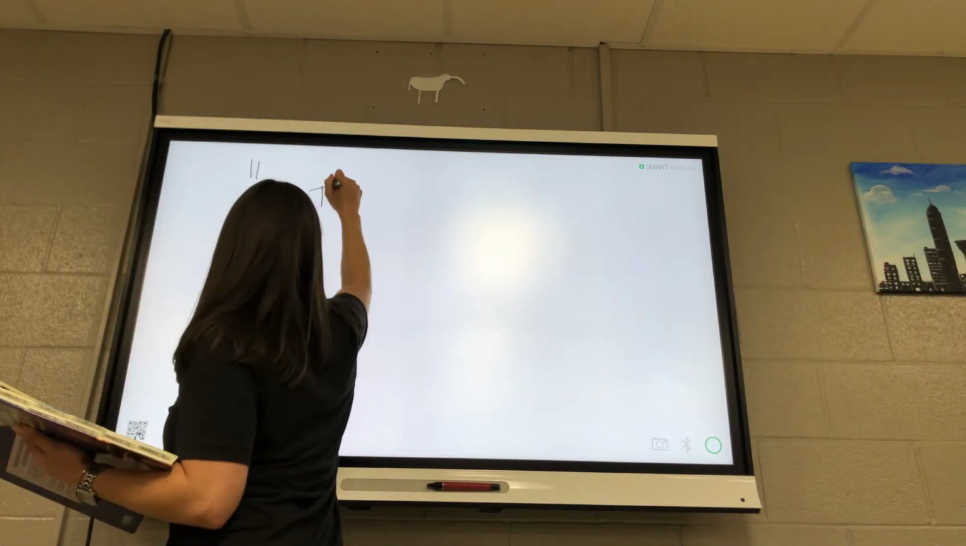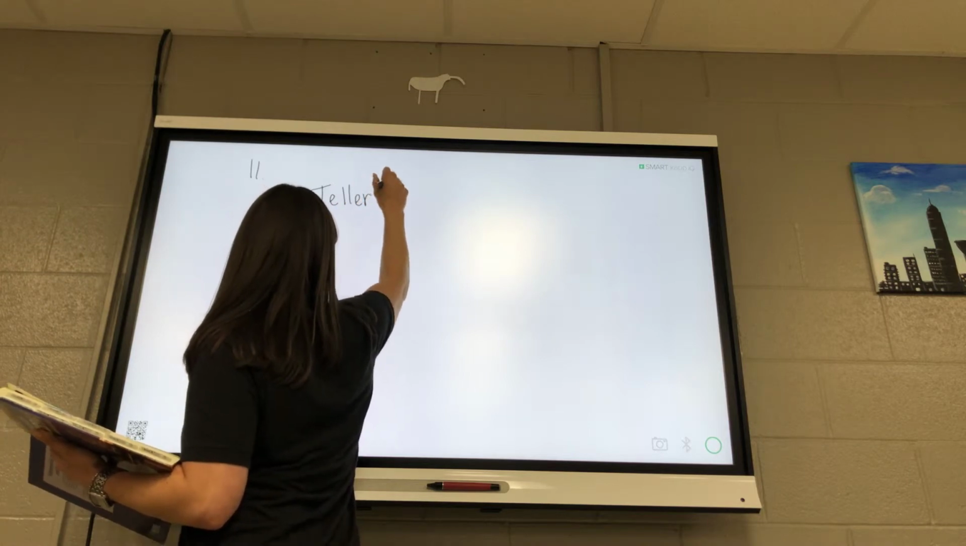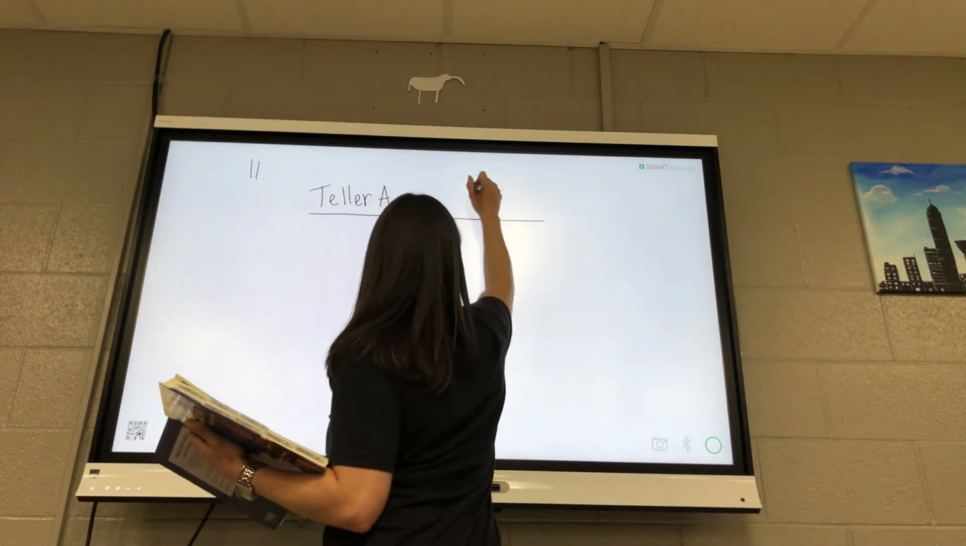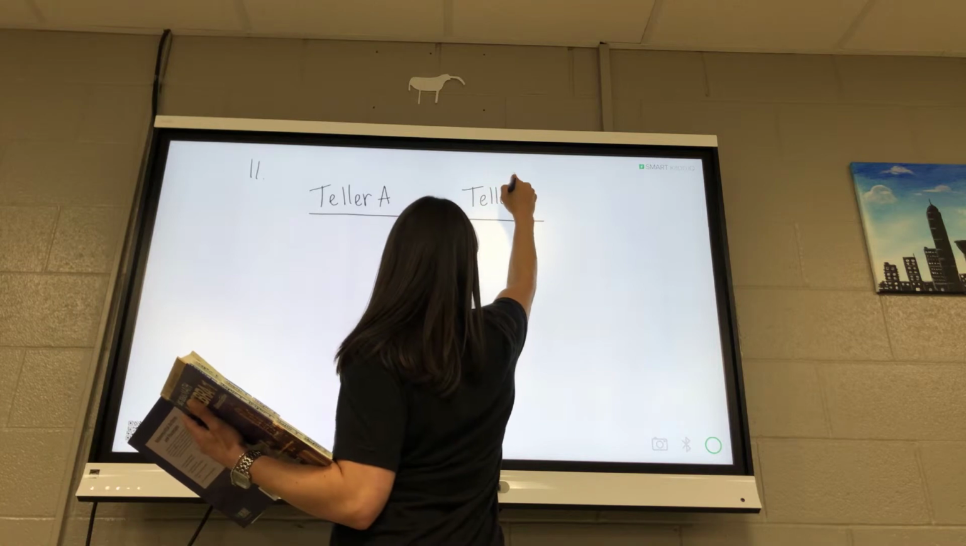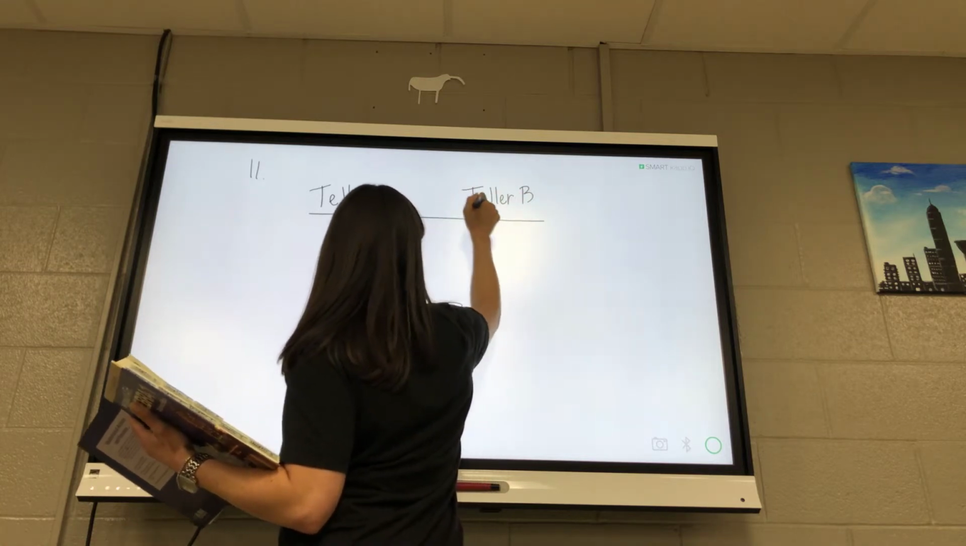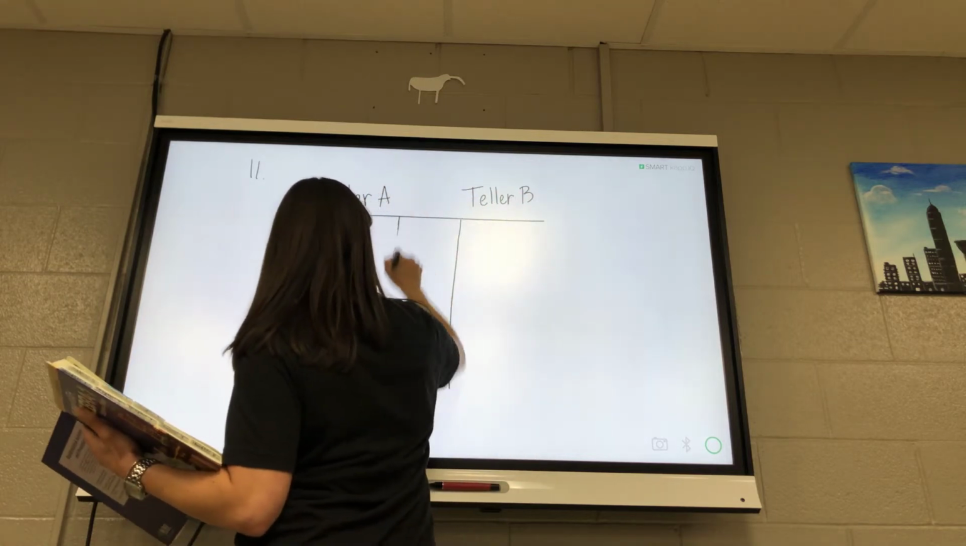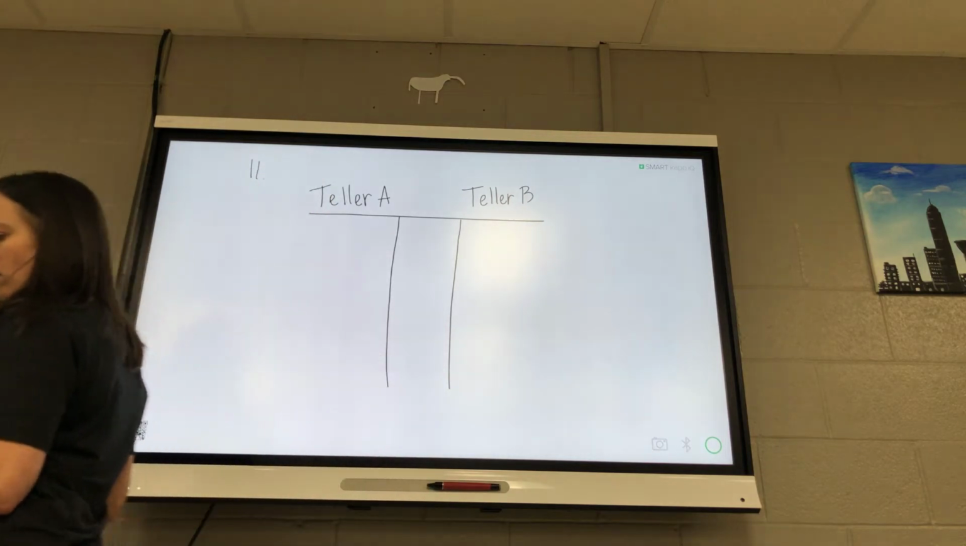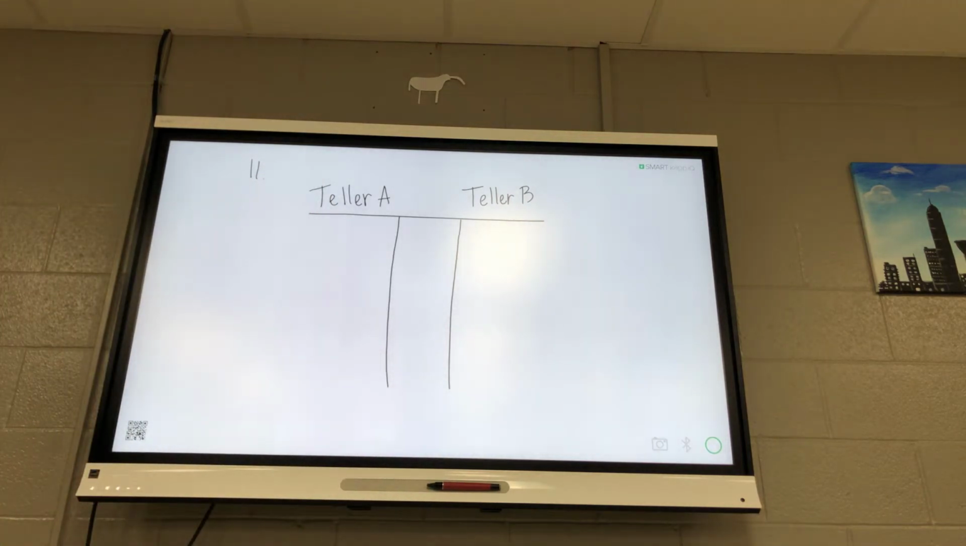So on number 11, we're going to have teller A. We're going to have teller B. 1, 2, and 3. All right, so the number of customers processed. So they always did more than 10. Never got above 39.